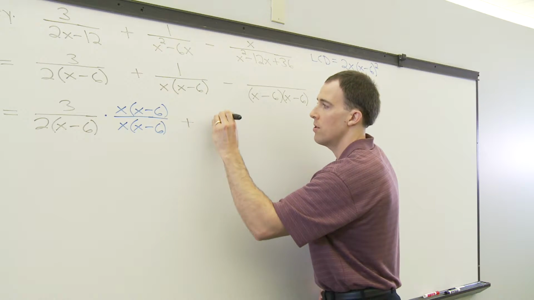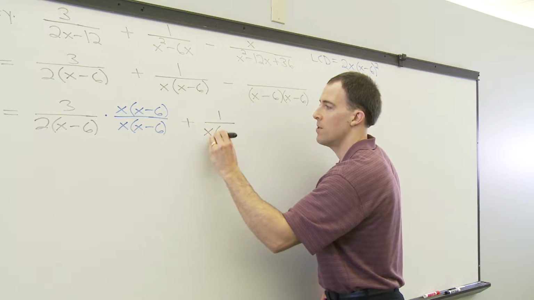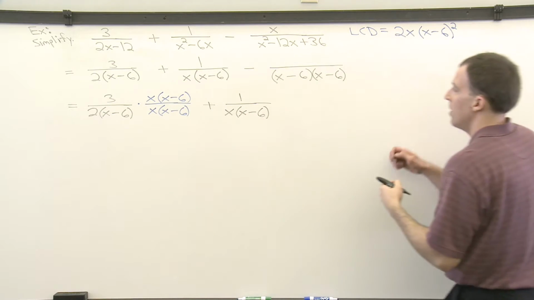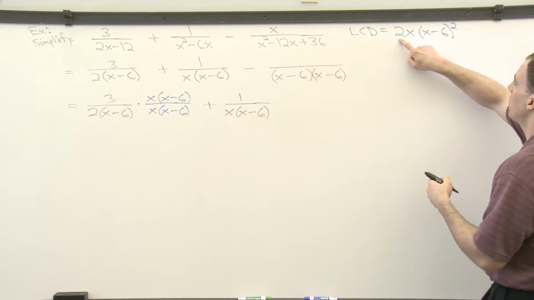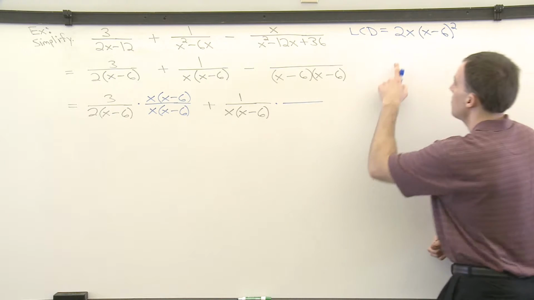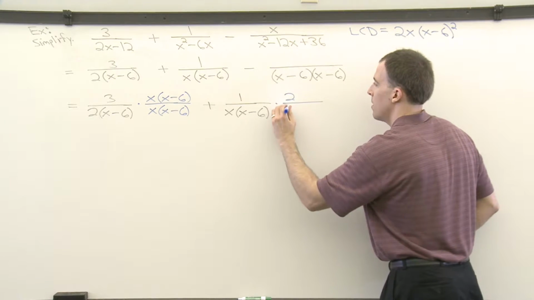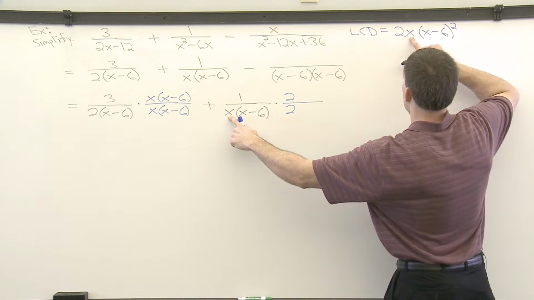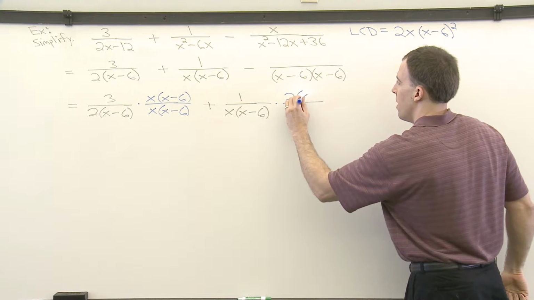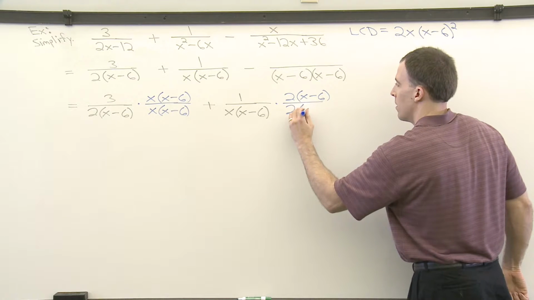For the second fraction, let's see, 1 over x times x minus 6. Take a look at the current denominator and see what it lacks in order to form the LCD. It's missing the 2, so we need to multiply the numerator and denominator by 2. It's got the x. It has one x minus 6 only, but it needs 2 of those, so we need to multiply by an x minus 6 as well.